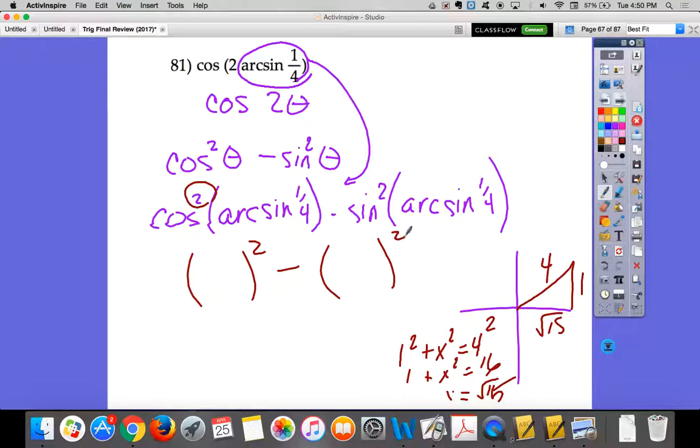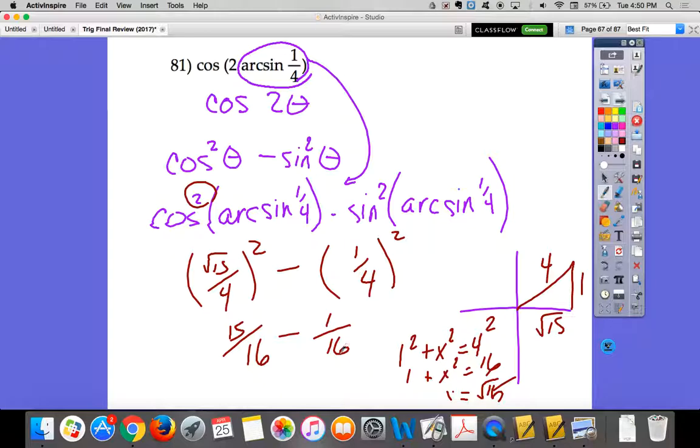So cosine of this picture, that's adjacent over hypotenuse. And then we're going to do sine of this picture, which is 1/4. And then we're going to go through here. You have to square them both out. So when you square the square root of 15, it's just 15. But don't forget to square the bottom, 16. And then when you square 1/4, you got 1 over 16.